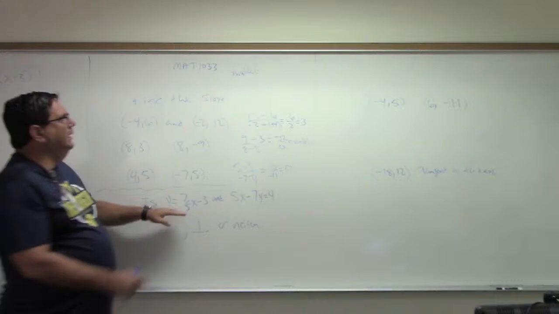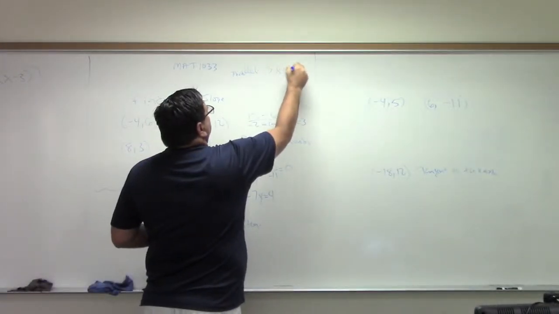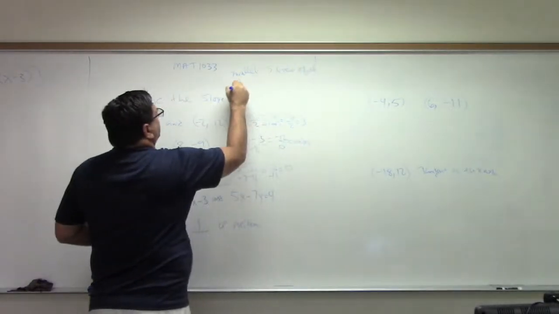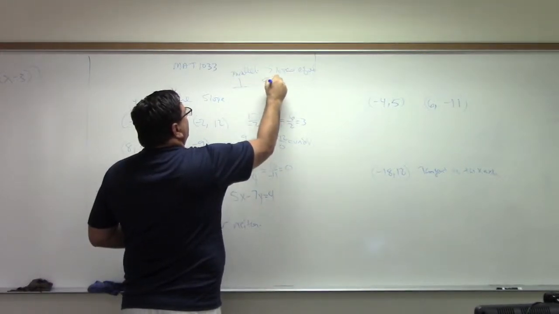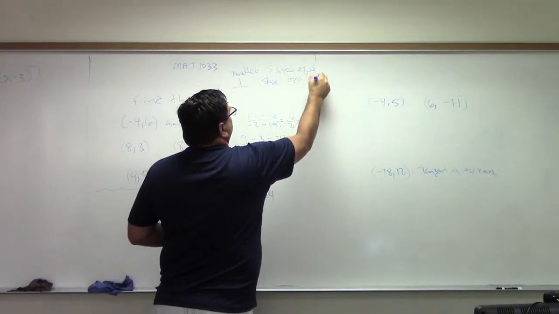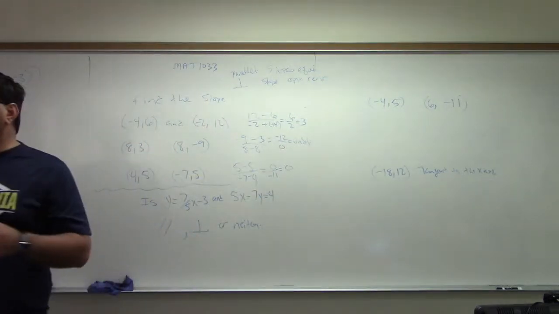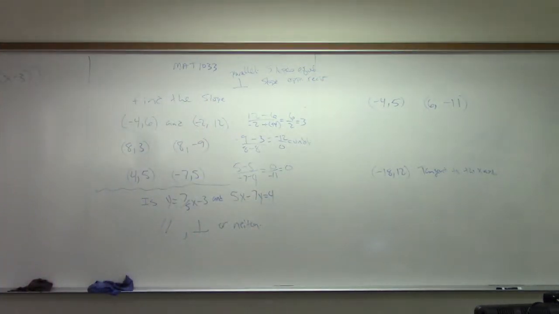Alright, so parallel slopes are equal. Perpendicular slopes are opposite reciprocals. Right? Opposite reciprocals. What does reciprocal mean? Flip it upside down, and then change the sign. So 3/4, -4/3. Flip, change the sign. -2/3, +3/2. All right? Now, what is neither? They're not the same. Then it's not equal and they're not opposite reciprocals, then it's neither.